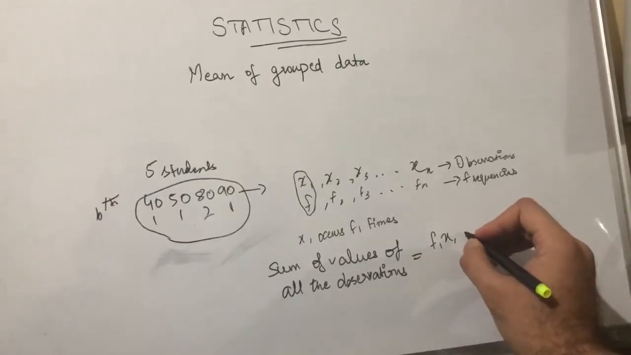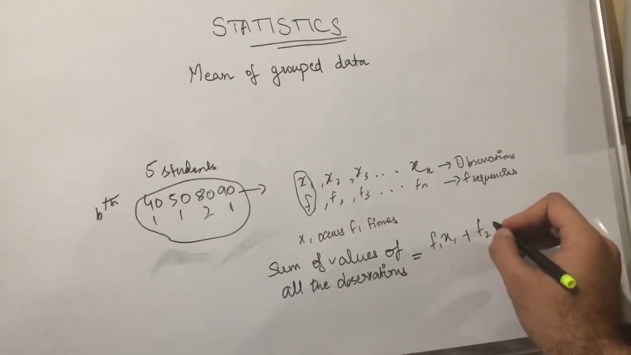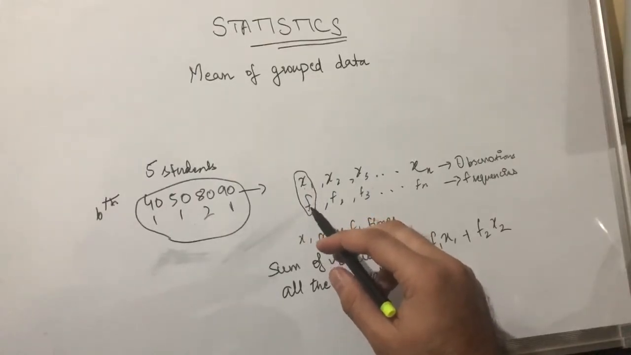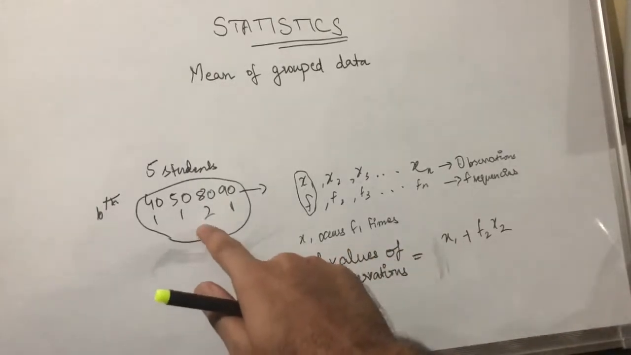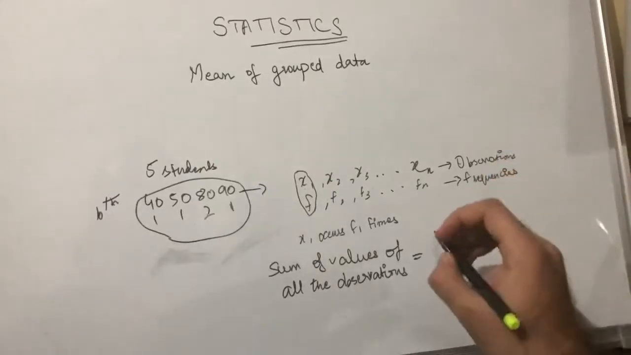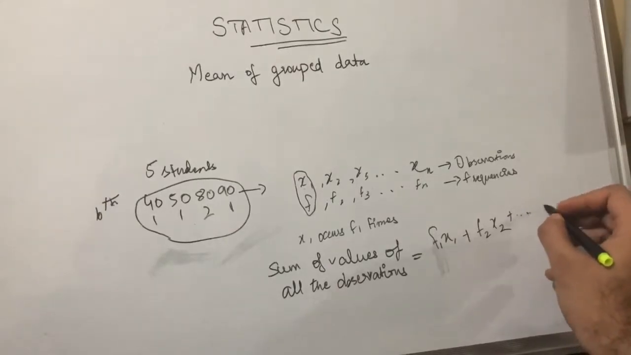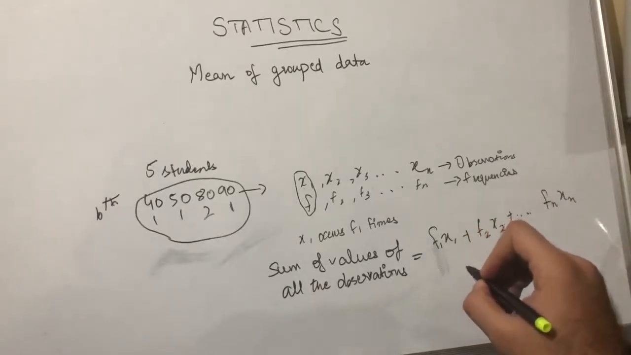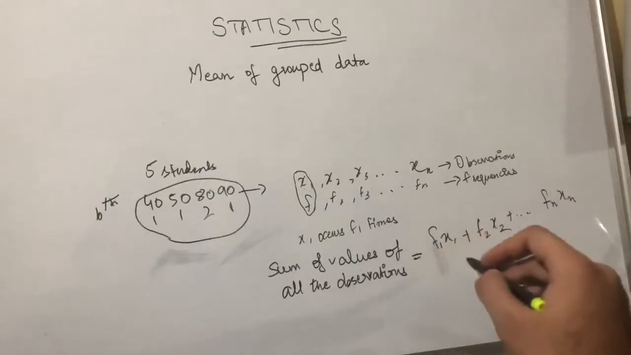f1 x1 plus, because the sum of all the values, so it is f2 x2, because we know that each observation can occur one or more times. So if we miss this, would this be right? Because here we see f3 would be 2 here, right? So if I just put x1, it would not be right. So I have to use f1 and x1 and so on till fn xn. These will be the sum of values of all the observations.